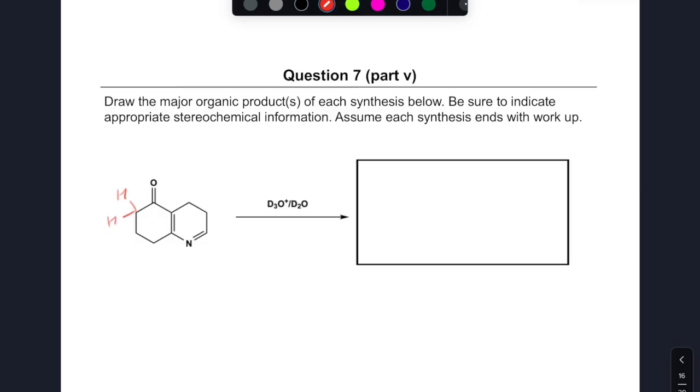We have 2 protons over here. These ones are directly alpha to the carbonyl. These are the ones you should easily be able to form. That's the first pair of protons that we should be looking for. So deuterating at that first site should be the easy ones for you to identify.